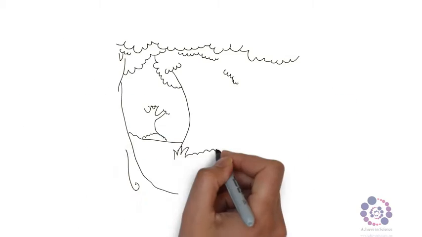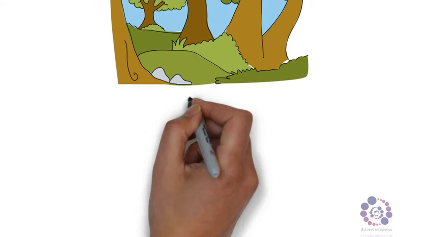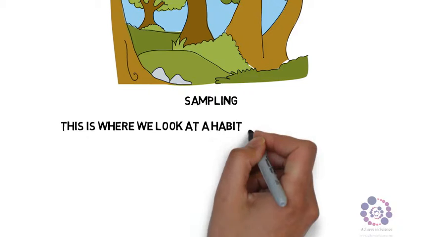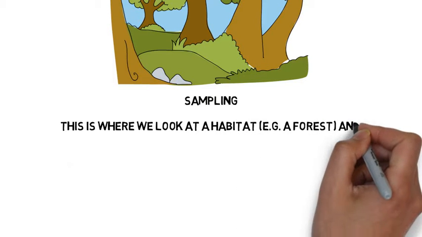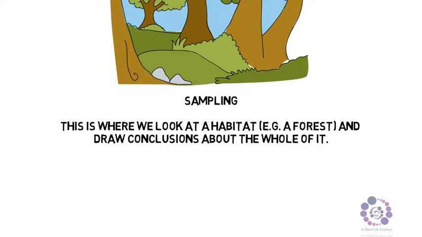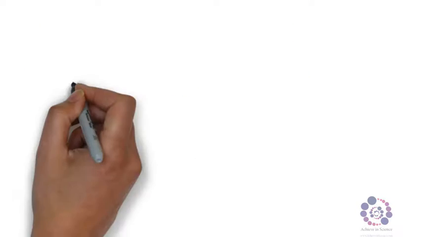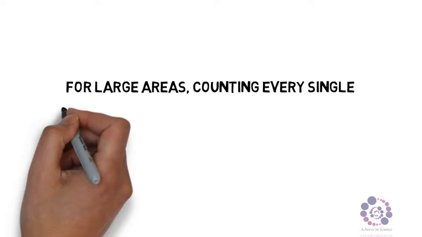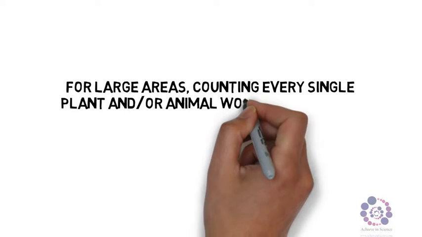Let's begin with an example. Let's choose a forest. If you were asked to look at this habitat and then draw conclusions from it, you might be challenged. The reason for being challenged is that for large areas, if you were asked to count every single plant, every single animal, it'd be extremely time consuming.